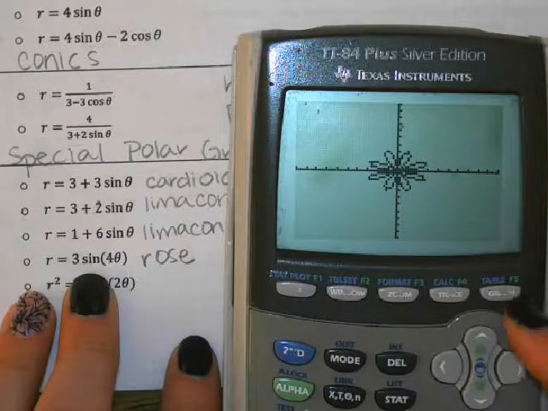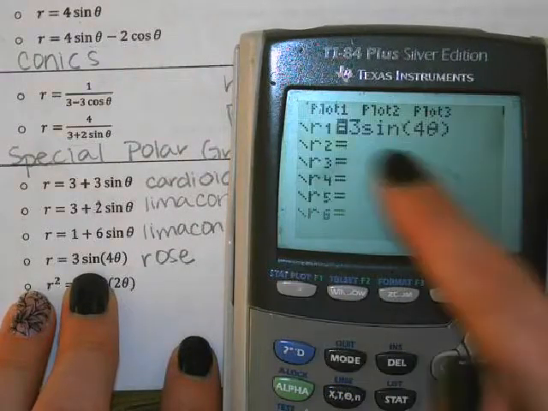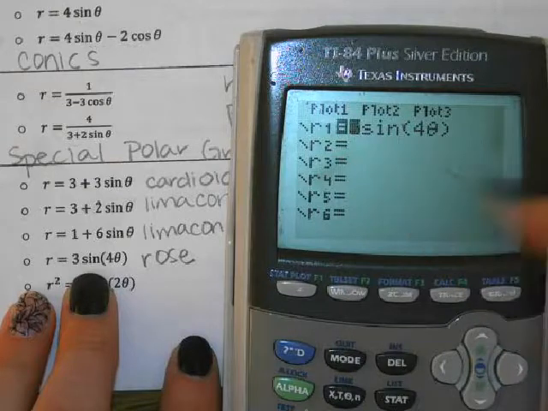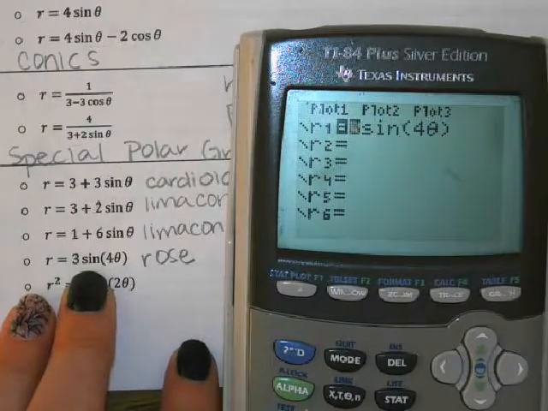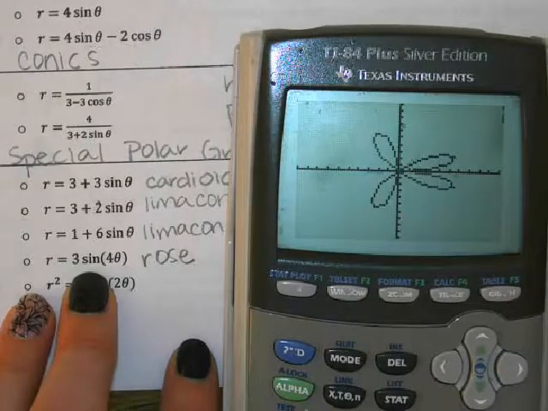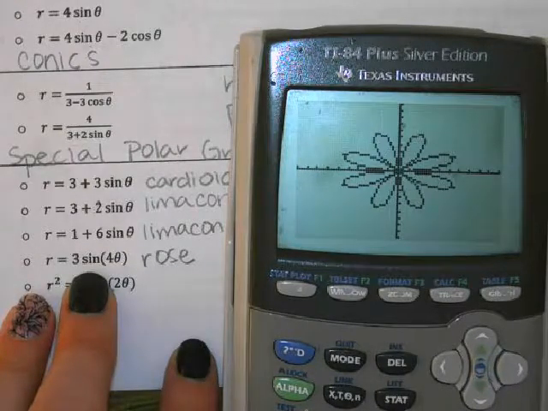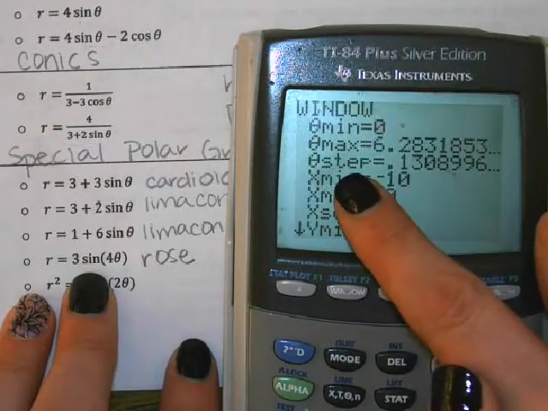Yeah. Now if I want my petals to be longer, what do you think I do? Change the 3. Yeah, change the 3. So if I make it like 6, now my petals are bigger. I think your calculator is broken. Oh, because your theta step is bigger.